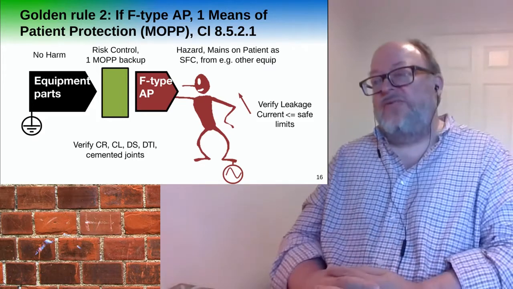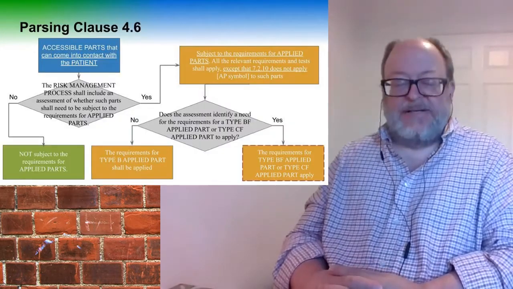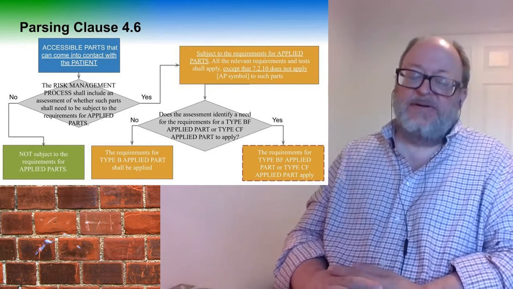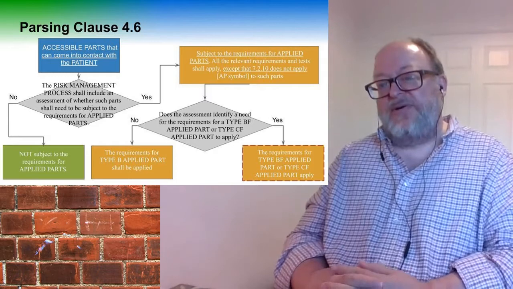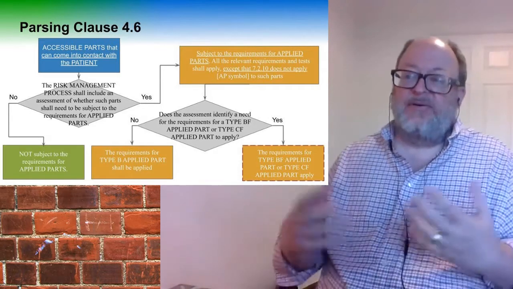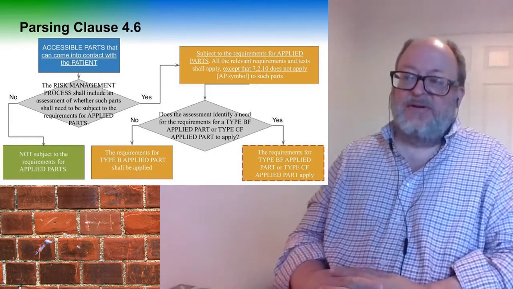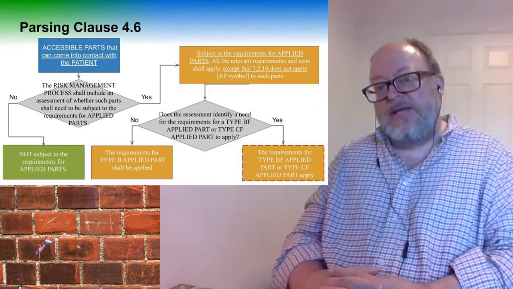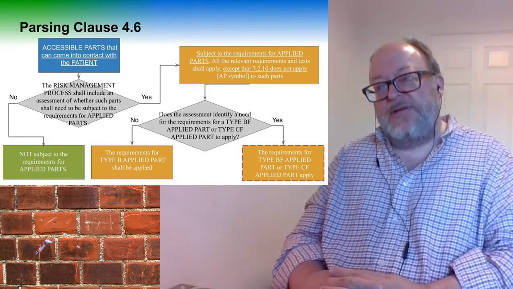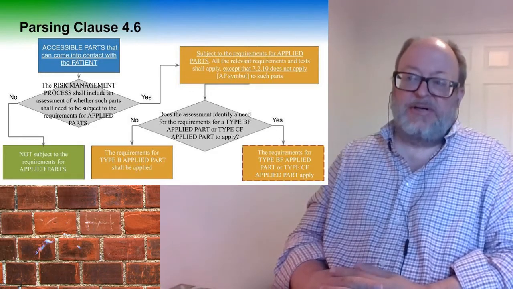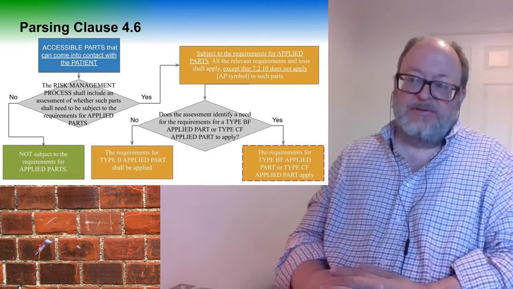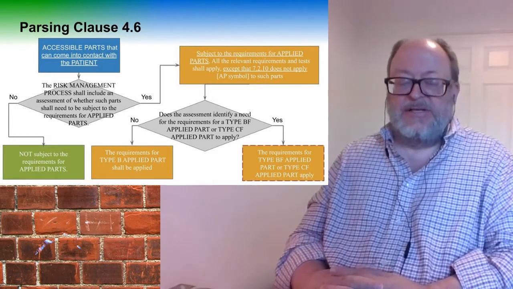All right, so accessible parts. Clause 4.6 in the standard opened up the idea with edition 3.0 that accessible parts don't always need to be exactly as safe as Type B applied parts. In fact, we might want to allow less, which is what we call operator protection in terms of electrical insulation.